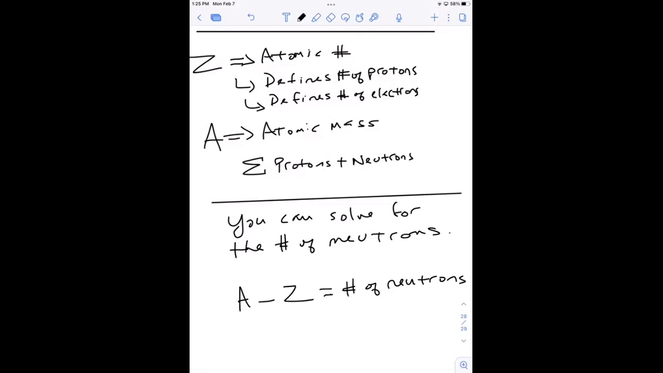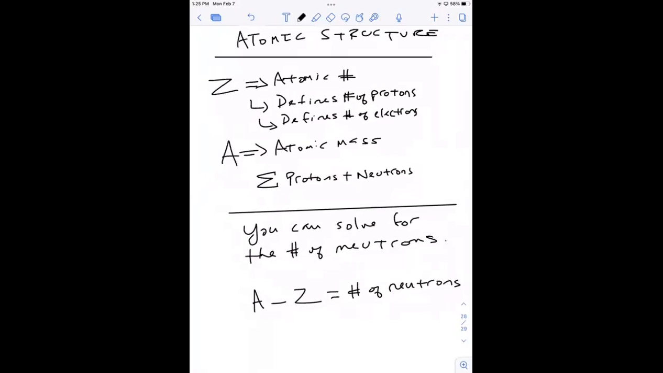We're just laying some groundwork for what we're going to do. Are there any questions about anything so far? So remember, Z is the atomic number, A is the atomic mass, and if you subtract the atomic number from the atomic mass, you will get the number of neutrons in a given atom of a given element.